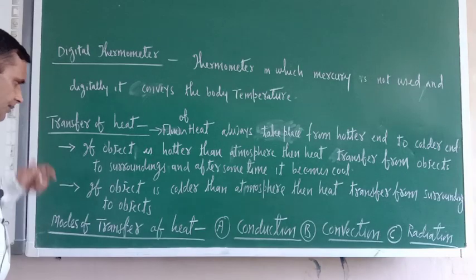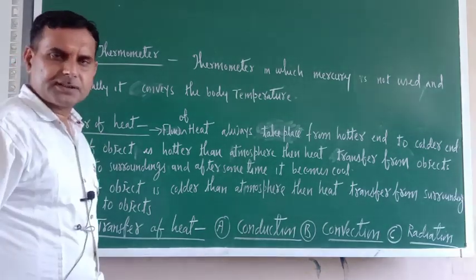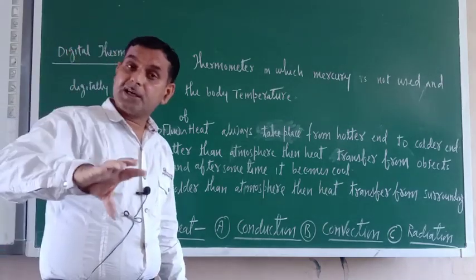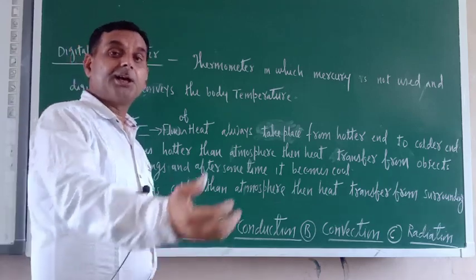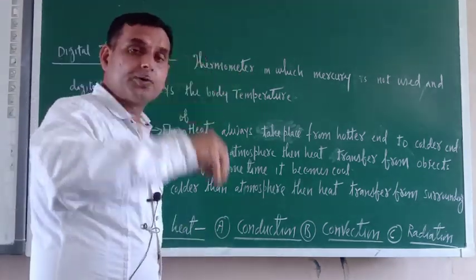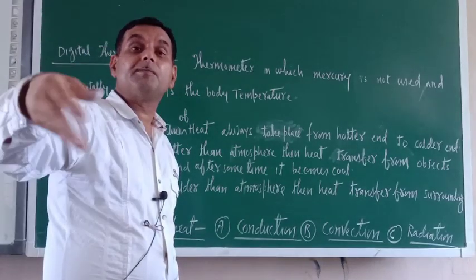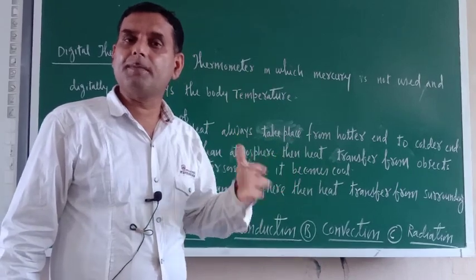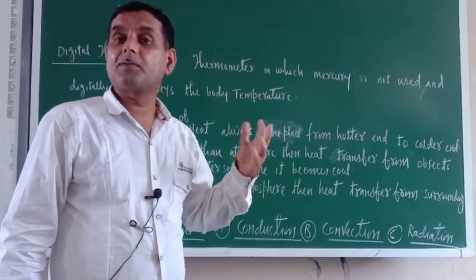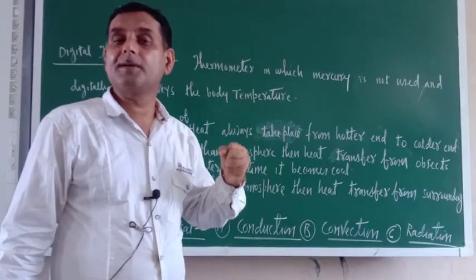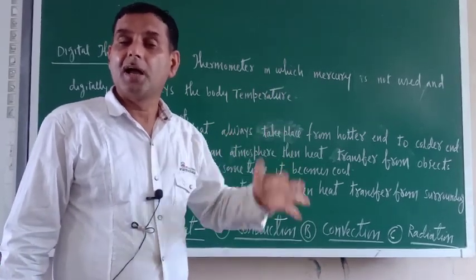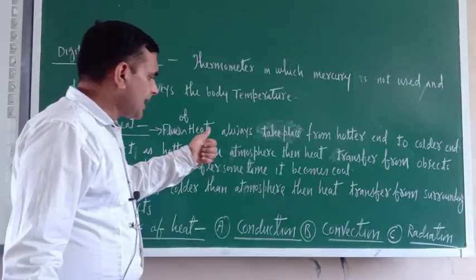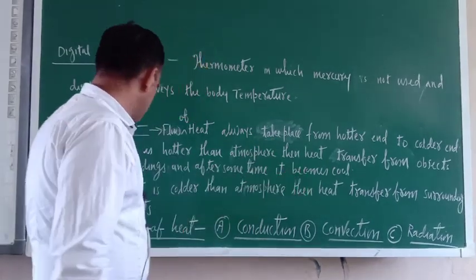Okay, and now the second thing: there are some objects which are very cool, like ice cream. If an object is cooler than the atmosphere, then heat will transfer from the surrounding to the object, and over a period of time it will become hot. Just see, you keep ice cream or ice on the table. Over a period of time they will melt, because they are absorbing heat from the surrounding and getting hot, and they are melting.